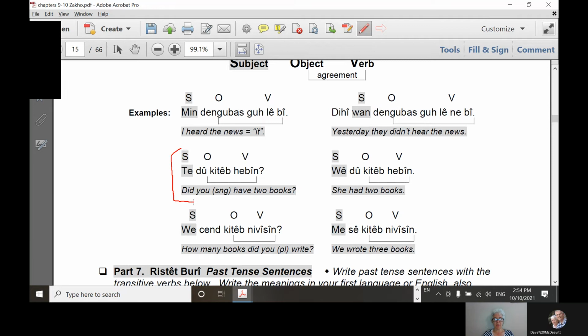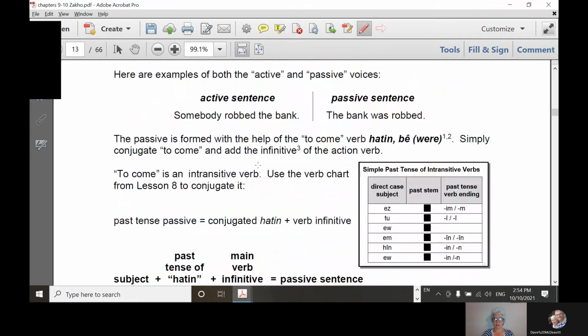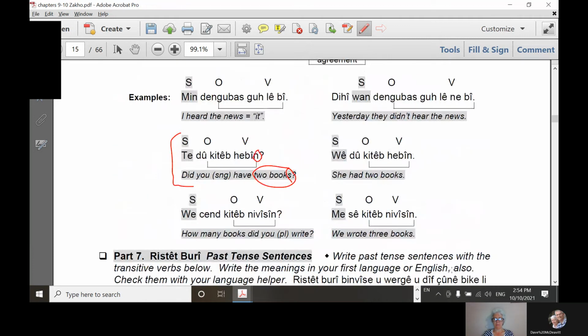Did you have 2 books? Well, 2 books is the object, and that's plural. So our verb is going to have the plural ending, like for they. That verb chart. This they ending, which is n or in. The past stem is going to have that ending on it.